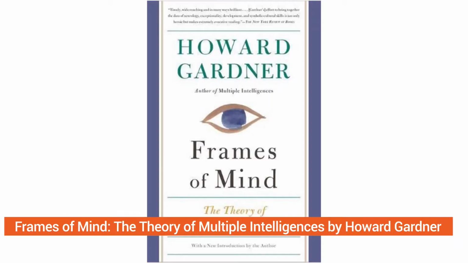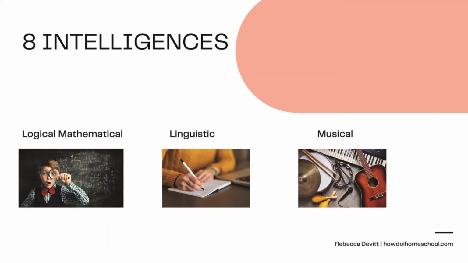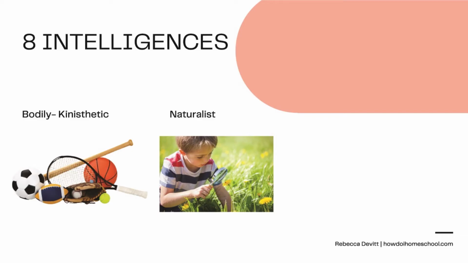So who was Howard Gardner? Howard Gardner is a Harvard professor, so he's a developmental psychologist. He's currently the senior fellow at the Harvard Project Zero and co-director of the Good Project. He's written hundreds of research articles and 30 books which have been translated into lots of different languages. He's best known for his theory of multiple intelligences, and his book is called Frames of Mind, the Theory of Multiple Intelligences. The 8 intelligences are logical, mathematical, linguistic, musical, visual, spatial, intrapersonal, interpersonal, bodily kinesthetic, and naturalist.